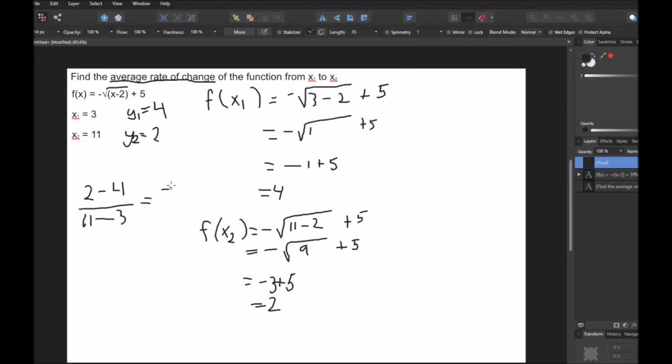That's going to be negative 2 over 8, which can be reduced to negative 1/4. So that would be my answer for that one.